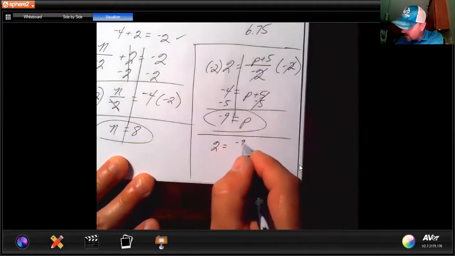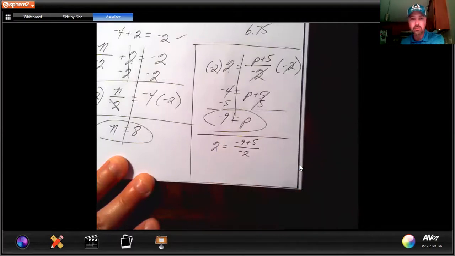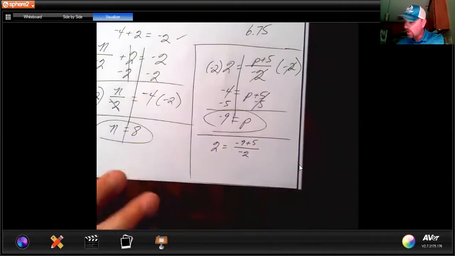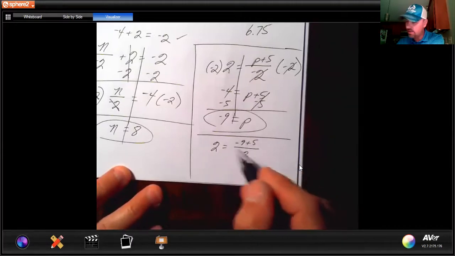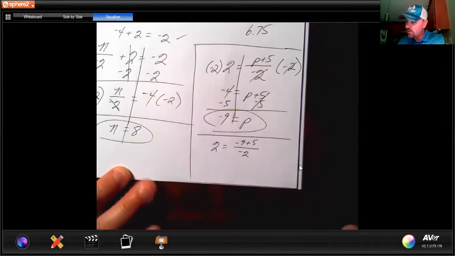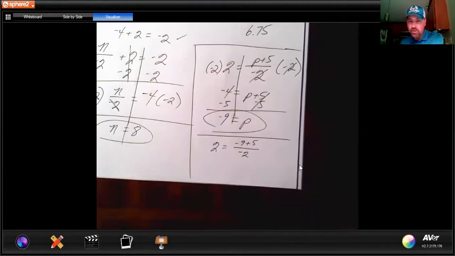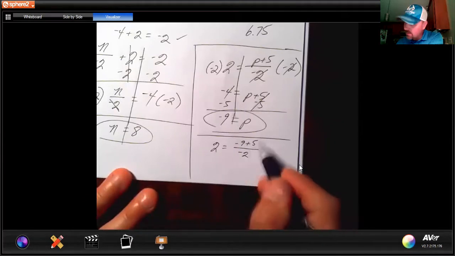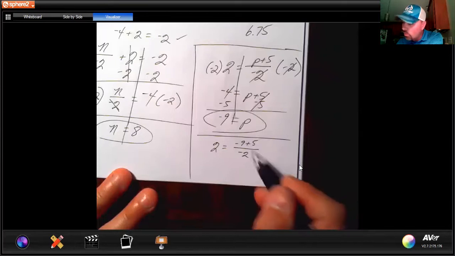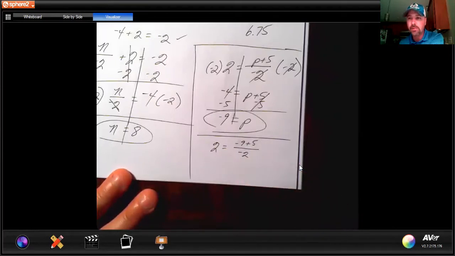So -9 plus 5 over -2. So I need to work this out and see if it truly does equal 2. And so when I do that, my order is changed here as well, because how am I going to divide this by -2 if I don't first do this problem, the -9 plus 5?